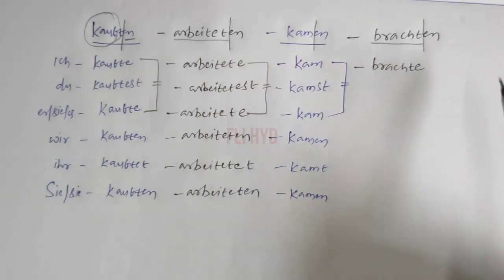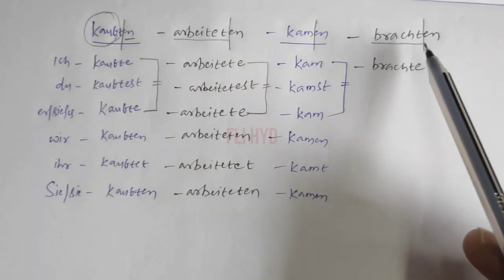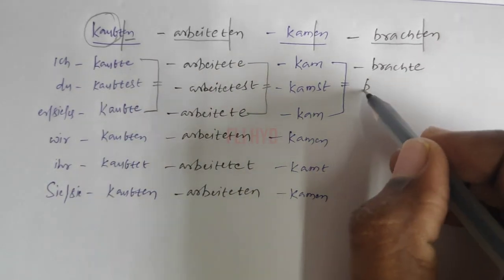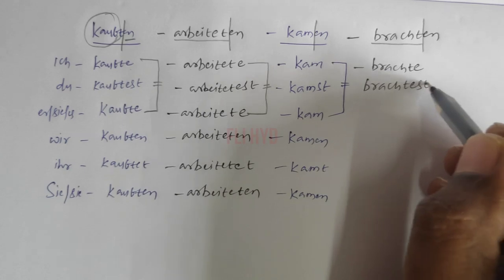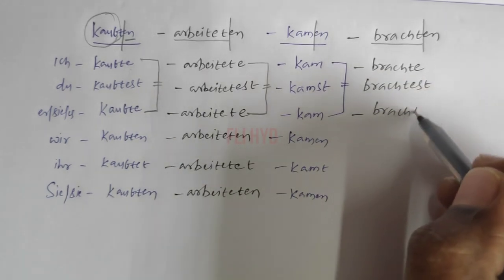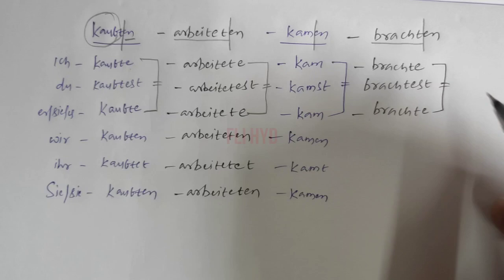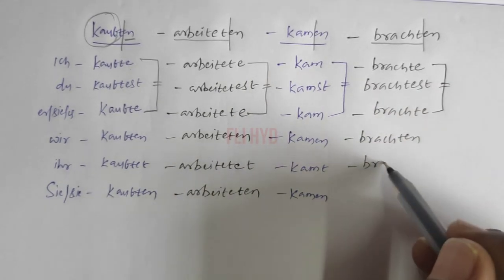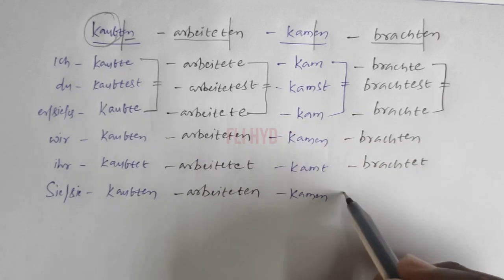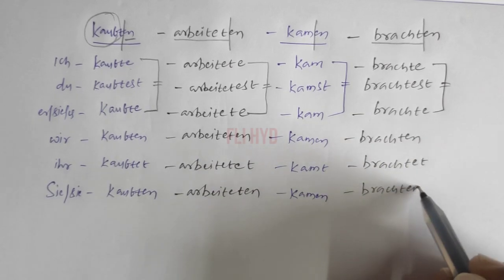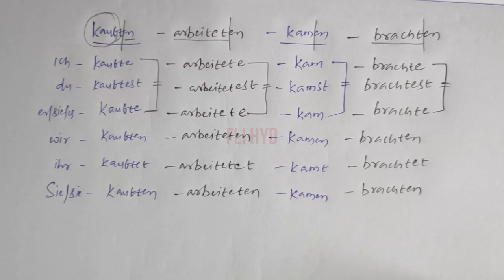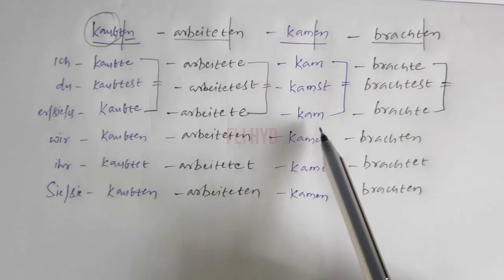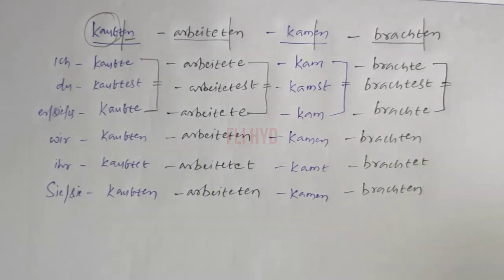So as I told you, this is weak irregular, so we consider it as a weak verb. So for weak verbs, for ich we have the ending e. So: ich brachte, du brachtest, er/sie/es brachte, wir brachten, ihr brachtet, and sie und Sie brachten. So this is how we do the conjugation of the verbs in the past tense for the weak verbs, strong verbs, and weak irregular verbs.